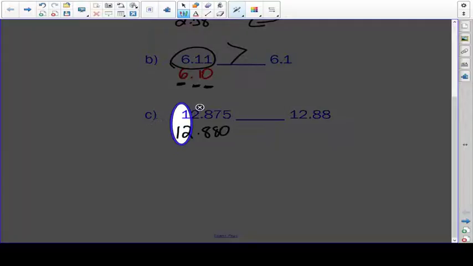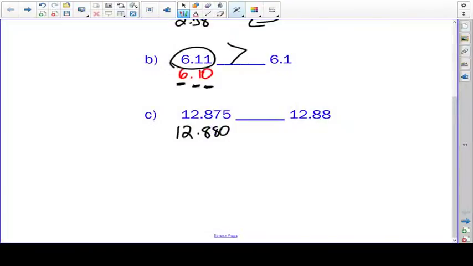Both have 1s in the first spot, both have 2s in the second spot, both have decimal places, both have 8s. We have to go right here to see a difference, and we see that the bottom number is larger because 8 is bigger than 7. So therefore, 12 and 875 thousandths is less than 12 and 88 hundredths.